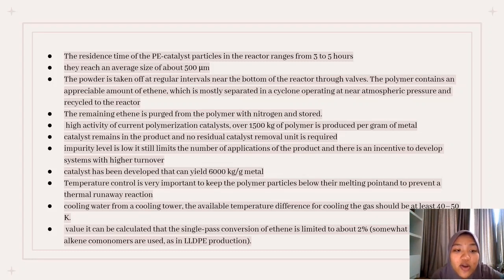Because of the high activity of current polymerization catalysts, over 1,500 kg of polymer is produced per gram of metal, depending on the catalyst. Therefore, the catalyst remains in the product and no residual catalyst removal unit is required. Although this impurity level is low, it still limits the number of applications of the product, and there is an incentive to develop systems with higher turnover. A catalyst has been developed that can yield 6,000 kg per gram of metal.